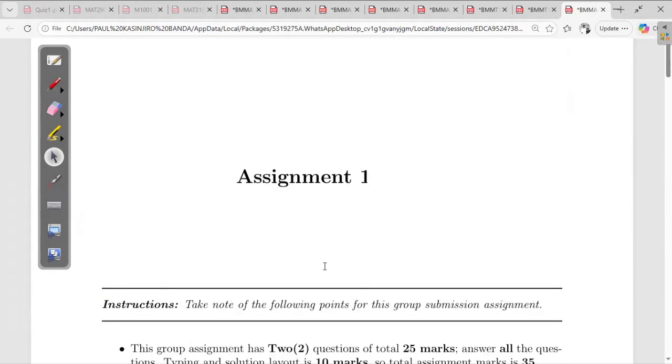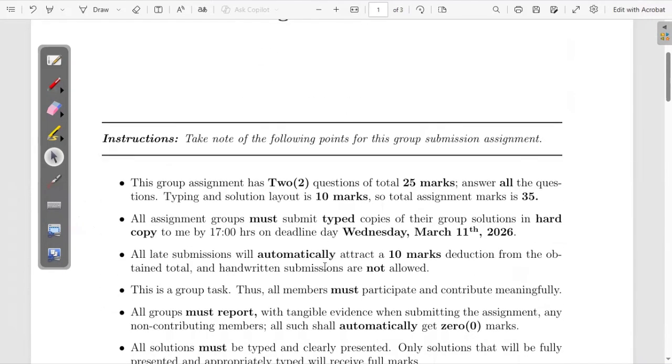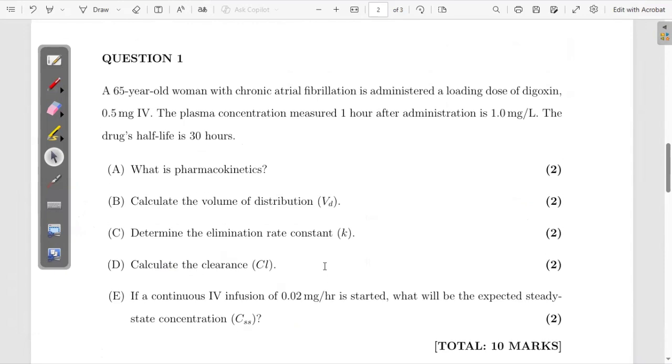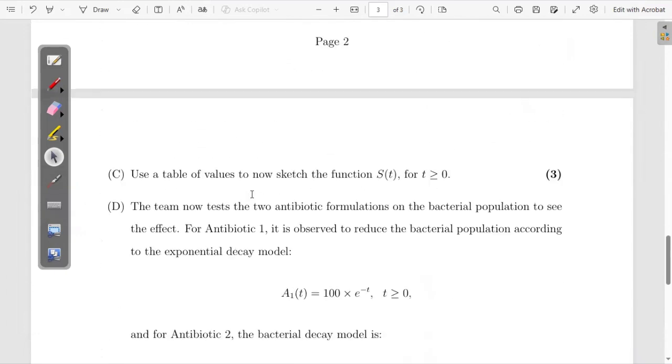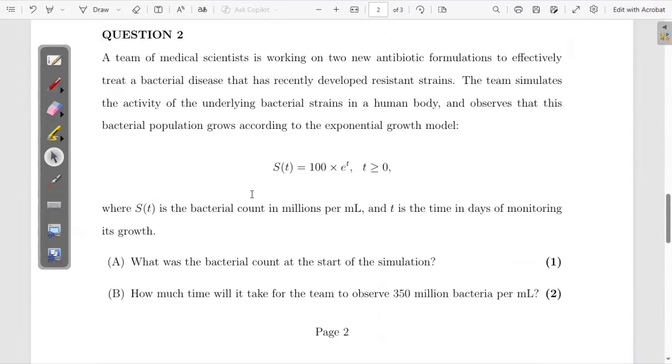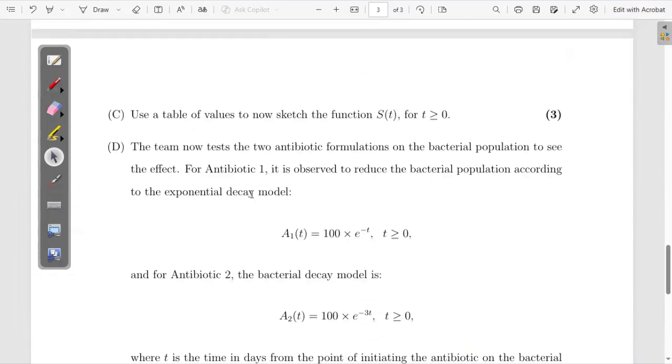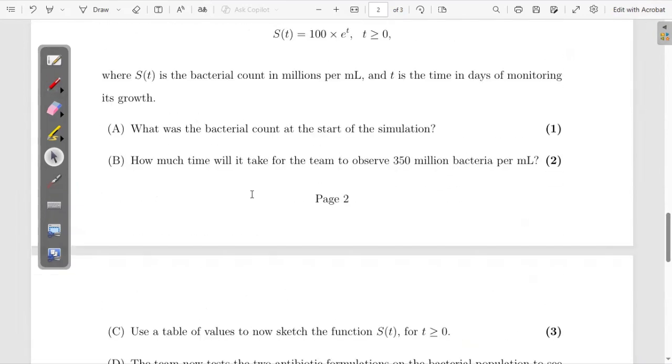We also have this assignment 1 here. It was solved. Assignment 1 had 2 questions. There's this one on pharmacokinetics. We solved it. And then question 2 is on exponential decay and growth of bacteria. We've solved all these questions here and they are available on the website.